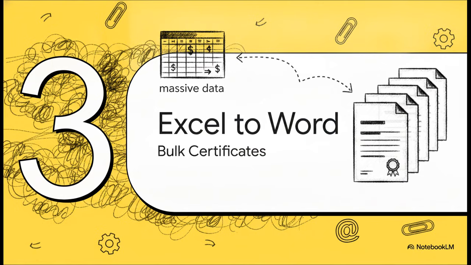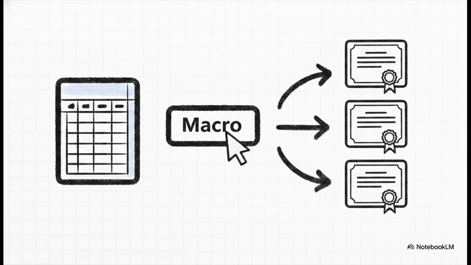Let's say you need to generate 50 or maybe 100 documents all at once, like finance certificates or a huge batch of invoices. Our second masterclass trick is taking a list of names and details straight from an Excel file and generating individual Word certificates for each one instantly.